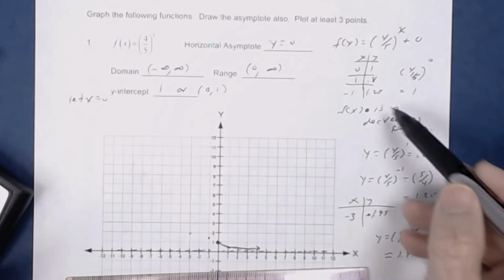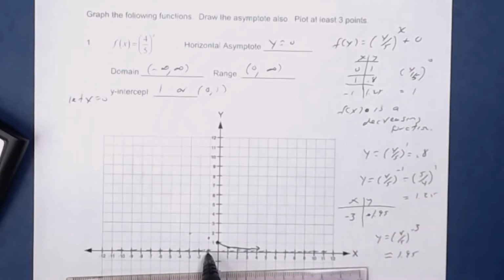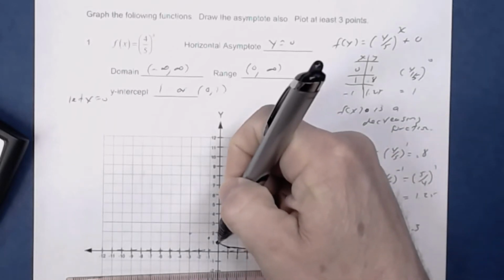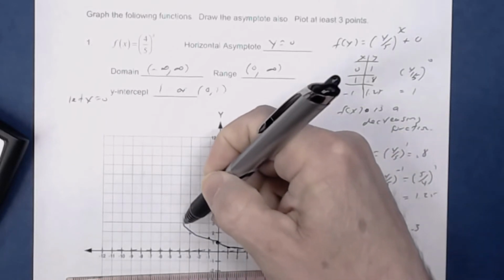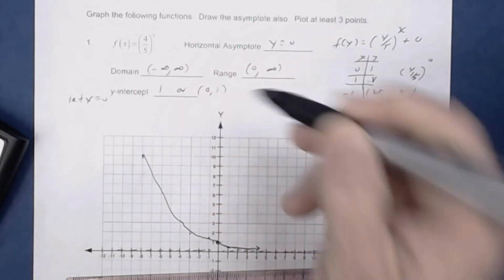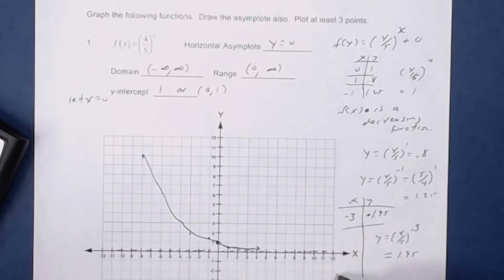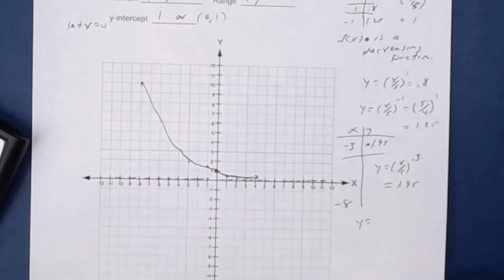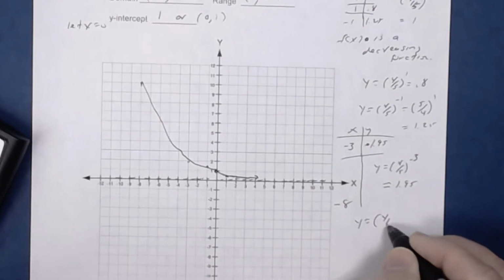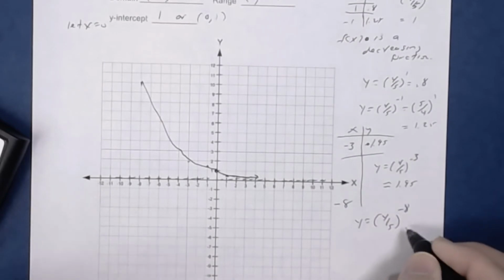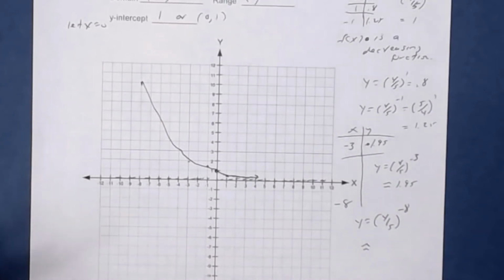So let's see, (-1, 1.25), and then -3. It kind of looks like it's doing something like this, isn't it? All right. We could have done a few more points to make it look a little bit better. Let's say -8. Let's see what happens if we get -8. So y equals 4/5 to the -8 power. Let's see what that's approximately equal to.